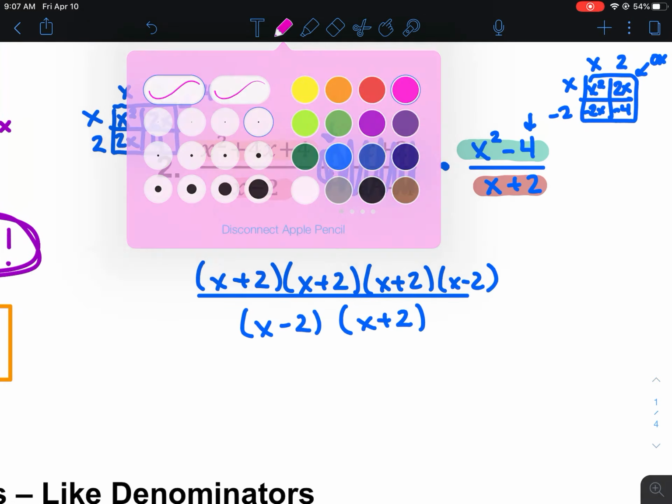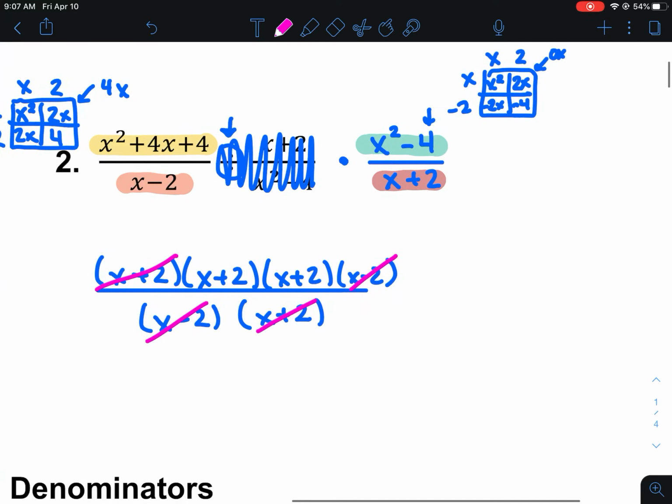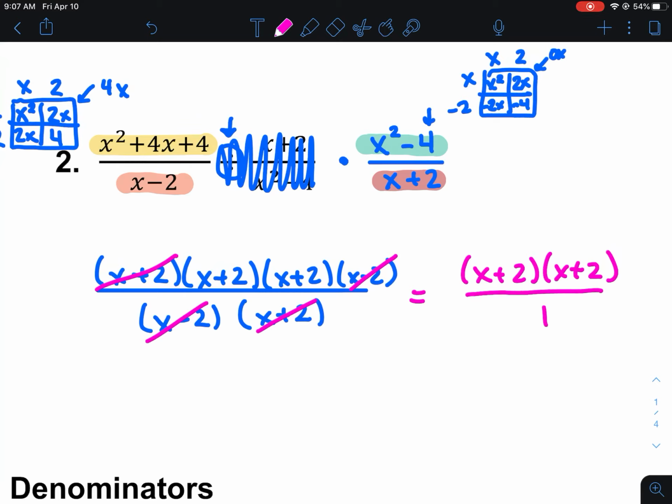Be careful here when you cancel, because you'll notice you have x plus 2 three times, but only one of them cancels with the x plus 2 on the bottom. Our x minus 2's cancel, and I'm left with just x plus 2 times x plus 2. You can distribute that if you want, but you don't have to. You can put that over 1 if you want, but you don't have to. So if you just leave it like that, that is totally fine.